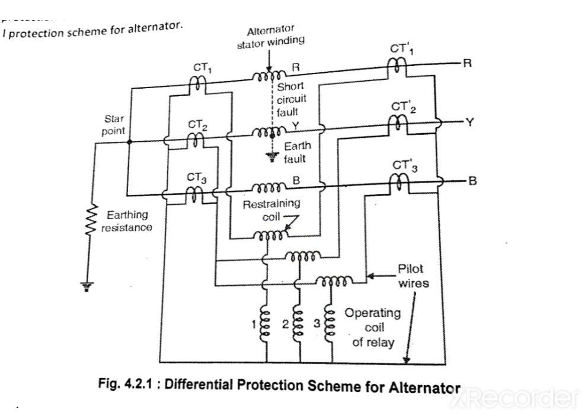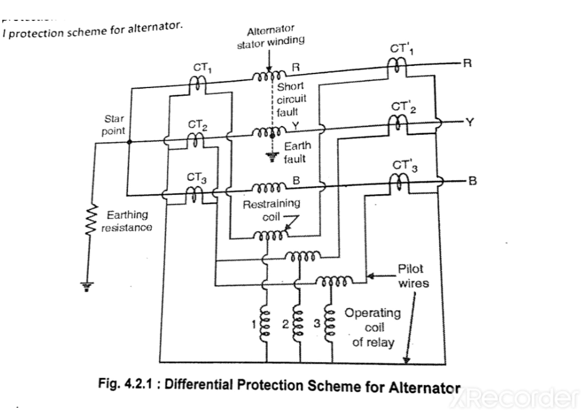In normal operating condition, the incoming current and outgoing current in the stator winding of the alternator are equal. As these CTs are identical, the current through these CTs is also the same. Due to this, there is no potential difference across the operating coil of the relay, hence the relay does not operate. There are mainly two abnormal conditions. First is short circuit and another is earth fault.